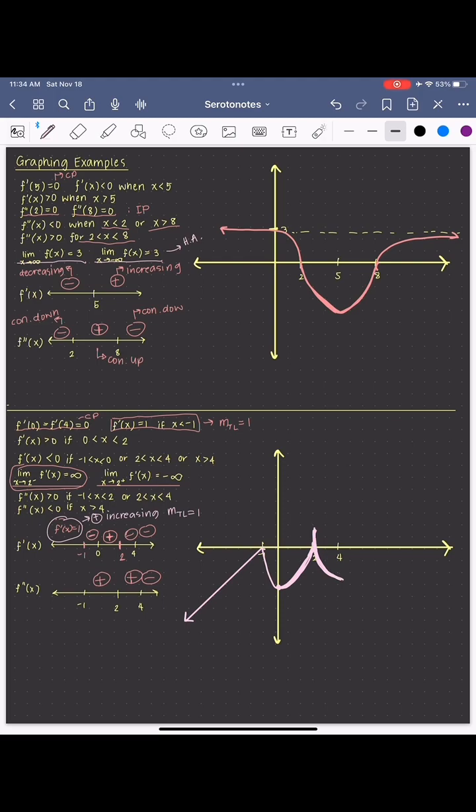And from the other limit equation, it tells us that it also approaches a vertical tangent line at x equals 2. Lastly, we have the interval x greater than 4, and it is a concave down and a decreasing function. So it's going to look like this. And our overall function will look something like this.